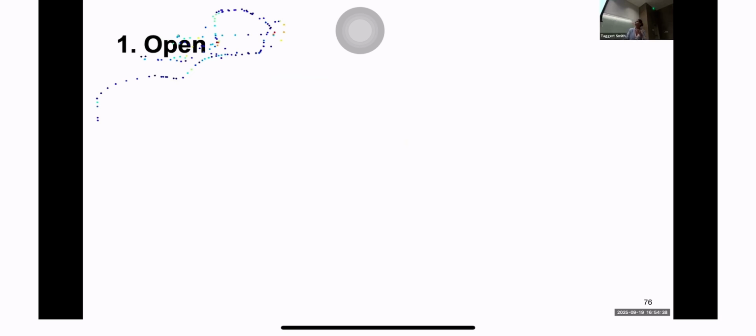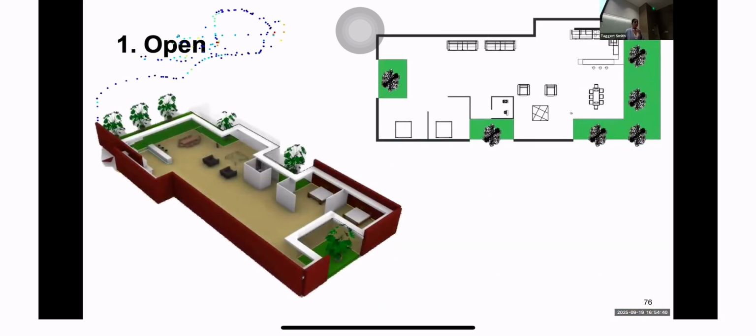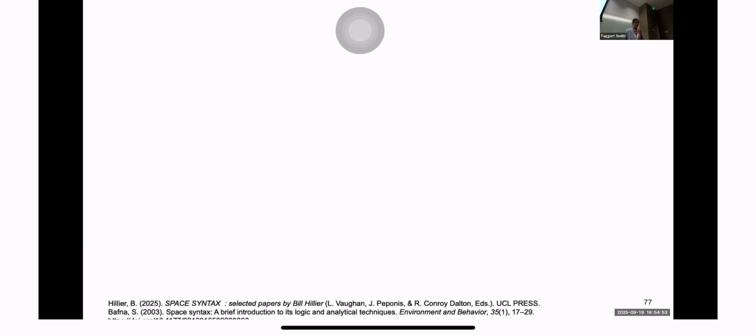Our first environment is open. This is the 3D and the floor plan that you can see, and the open floor plan basically gives us the most visual access and also physical access, or openness.